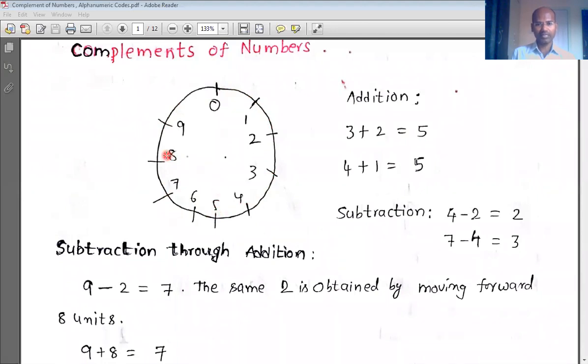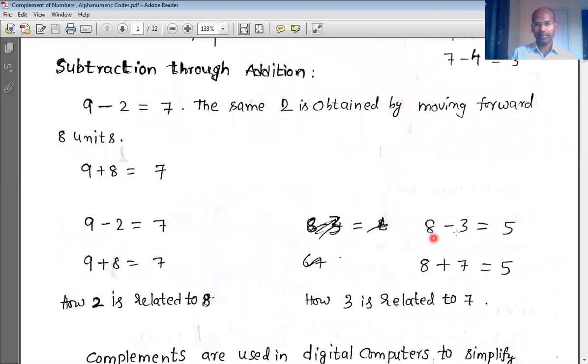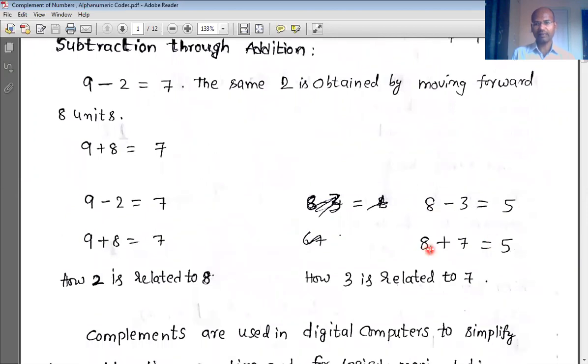Now how many steps do you have to take to arrive at 5 from 8? Right now we are here: 1, 2, 3, 4, 5, 6, 7 steps. So after taking 7 steps forward, we arrive at 5, or by taking 3 steps backwards, we arrive at 5. Now see here, 8 minus 3 equals 5, or from 8, by taking 7 steps, we also arrive at 5.